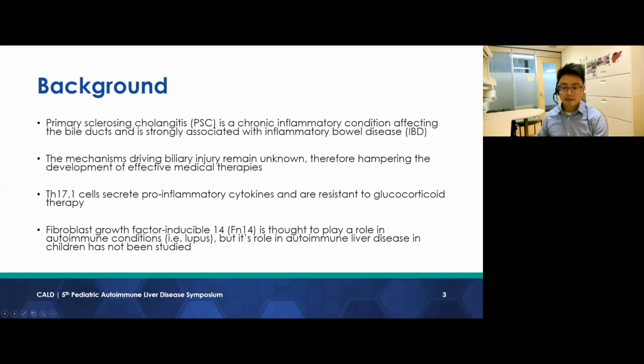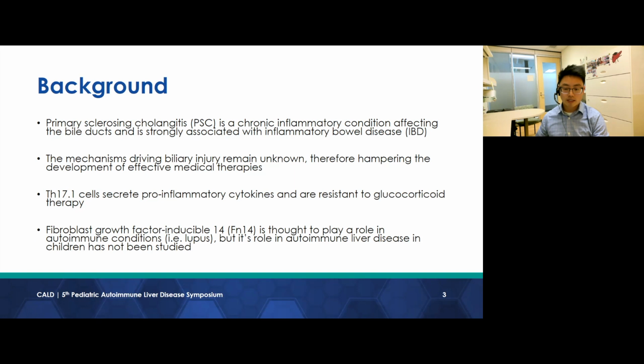As we all know, PSC, or primary sclerosing cholangitis, is a chronic inflammatory condition affecting the bile ducts. 75% of patients with PSC also have concomitant inflammatory bowel disease, IBD, usually ulcerative colitis. The underlying pathophysiology or mechanisms driving biliary injury are unknown, therefore hampering the development of effective medical therapies. As we are all aware, there are currently no effective medical therapies for the treatment of PSC. Although PSC is thought to be an autoimmune disorder, it has been refractory to our conventional immunosuppressive agents.